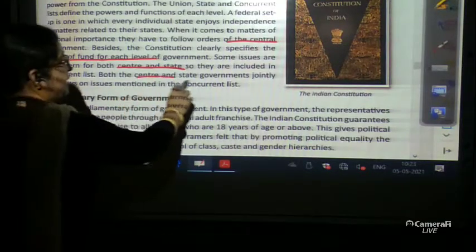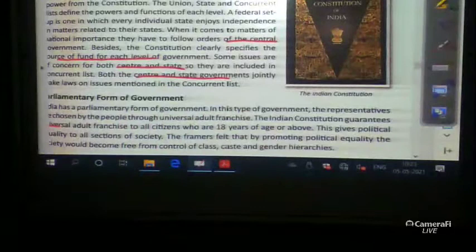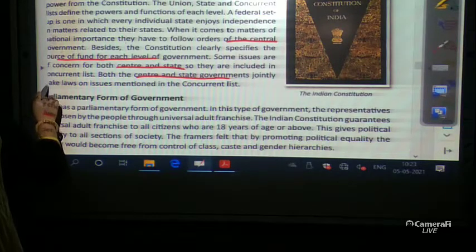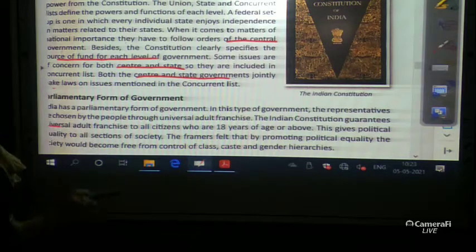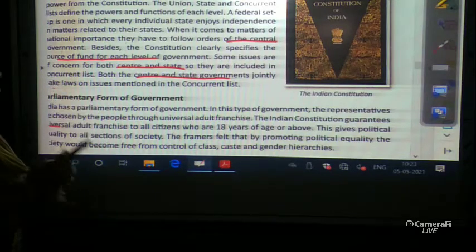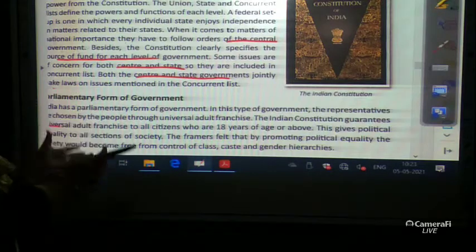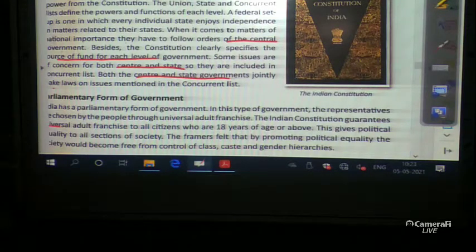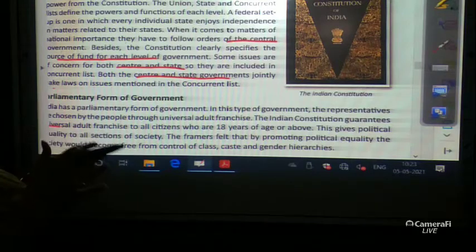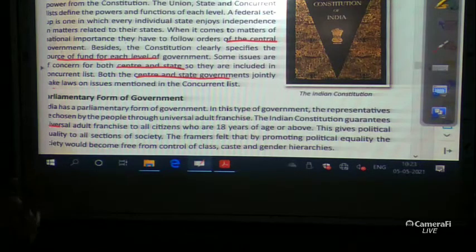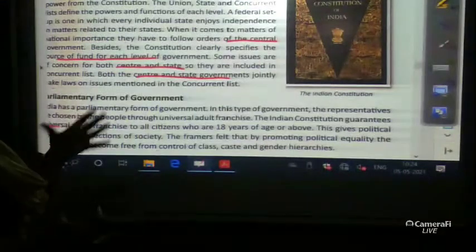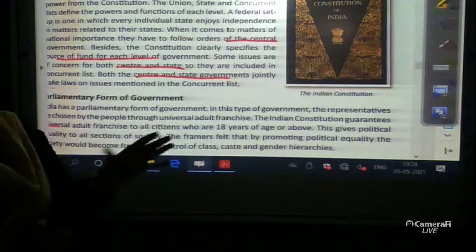Both the center and state governments jointly make laws on issues mentioned in the concurrent list. So the central government and the state government sit together and jointly make laws on the issues mentioned in the concurrent list. So whatever is mentioned in the concurrent list, who decides and who makes the laws about that? Central and state government both.